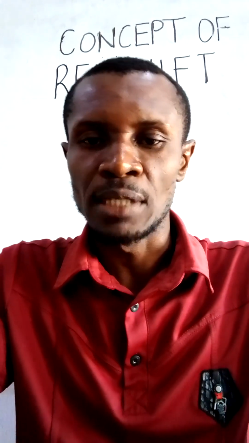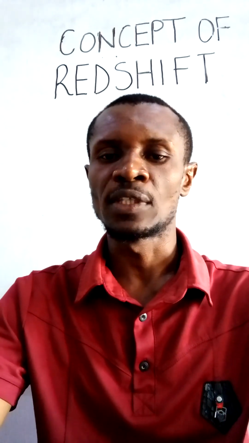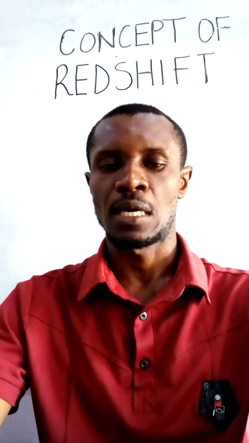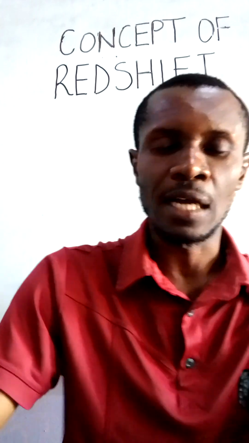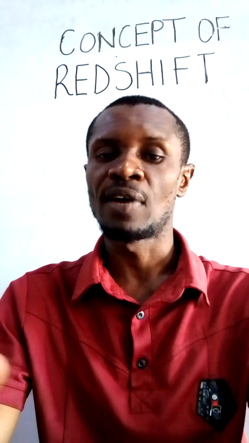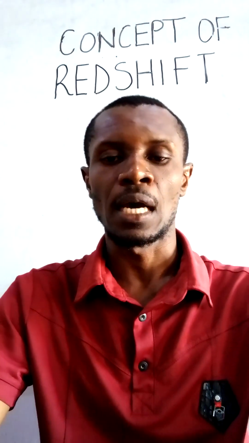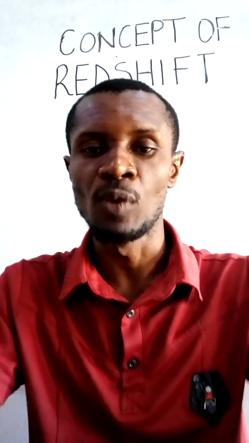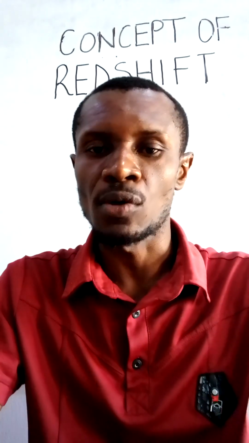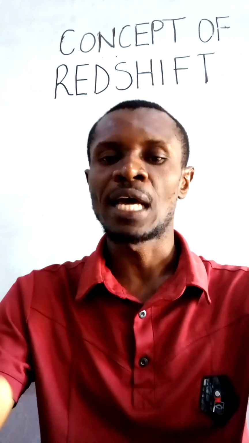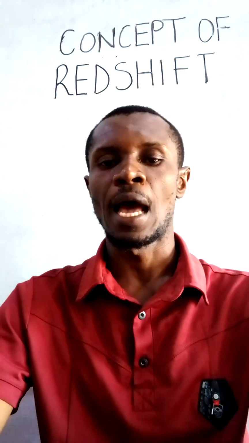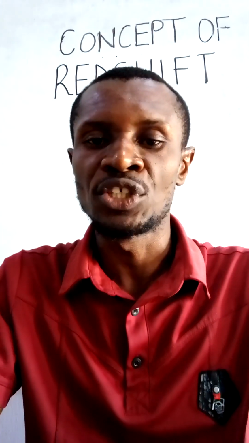Now, there are 3 forms of redshift. The first one is what we call the Doppler shift, which arises from the Doppler effect. The Doppler effect is actually a change in the frequency or wavelength of a wave whenever there is a relative motion between an observer and the source of the wave. So the Doppler effect is a major cause of redshift. Other forms of redshift include the cosmological redshift and the gravitational redshift.